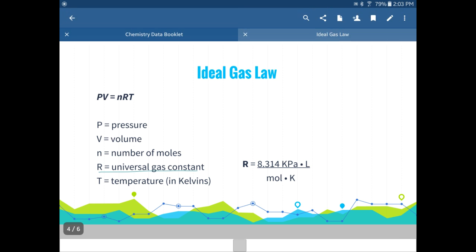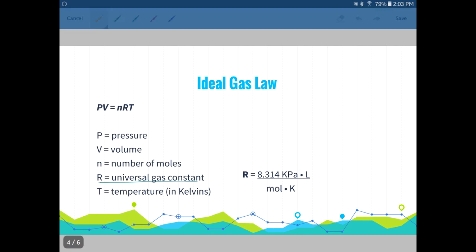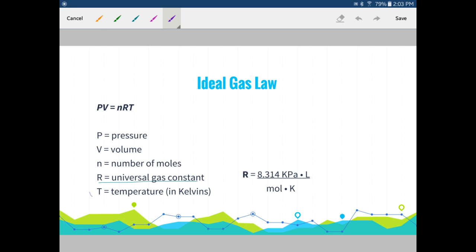Now, this is super important: your temperature in this calculation must be in kelvins. If it wasn't important in your other calculations with your other gas laws, which I encourage you to change all of your temperature values to be in kelvins, it is vital to this calculation that you convert your temperature into kelvins. And the reason being is our universal gas constant has kelvins as part of its overall unit. So when we look at R, we have 8.314, which is the universal gas constant, and the units are kilopascals times liters over moles times kelvins.